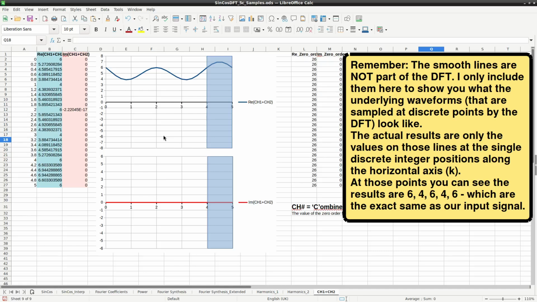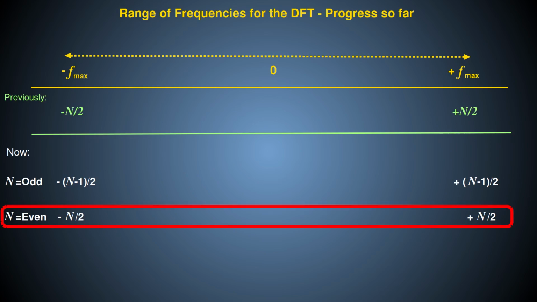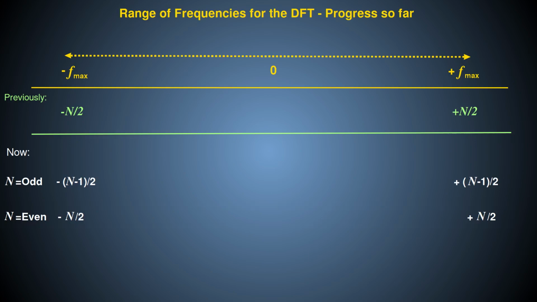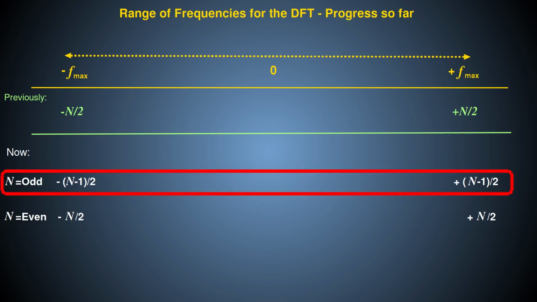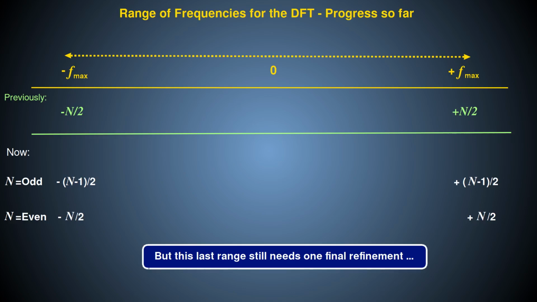So, when calculating a DFT, the practical limits of integer frequencies will be the range f equals minus to plus Nyquist for signals with an even number of samples, or f equals minus to plus sub-Nyquist for signals with an odd number of samples. But even this is not quite the full picture. There's one more practical detail you need to know.